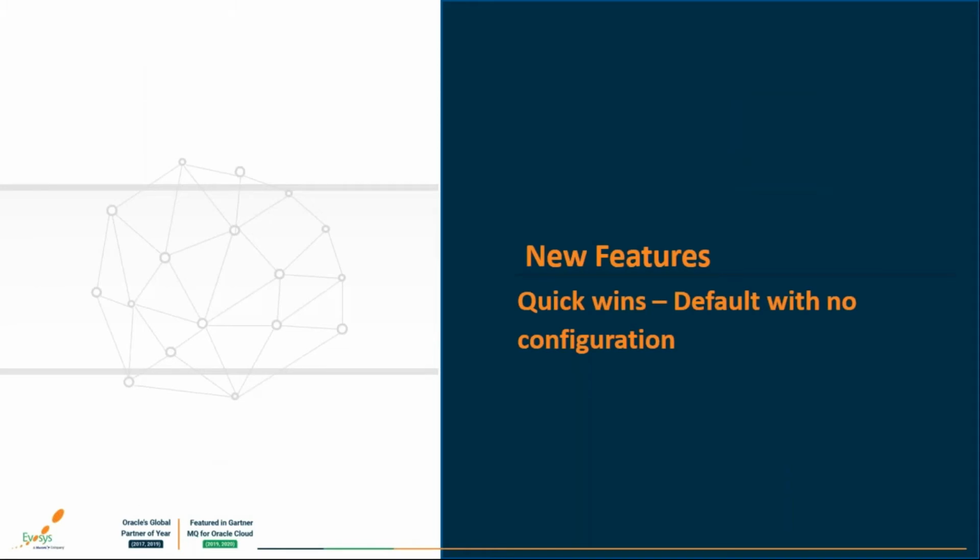Starting with the first category, quick wins default with no configurations. These are the features which are there in your system by default and require no configuration to be used. These could be the perfect mix to increase your efficiency. So that's why we need you to pay attention to this.